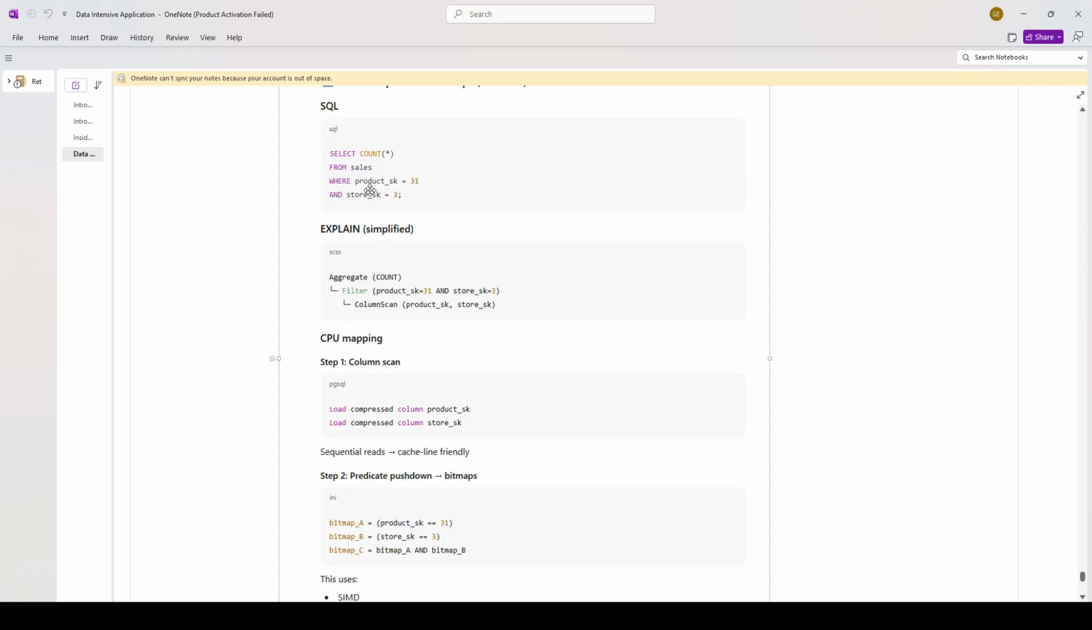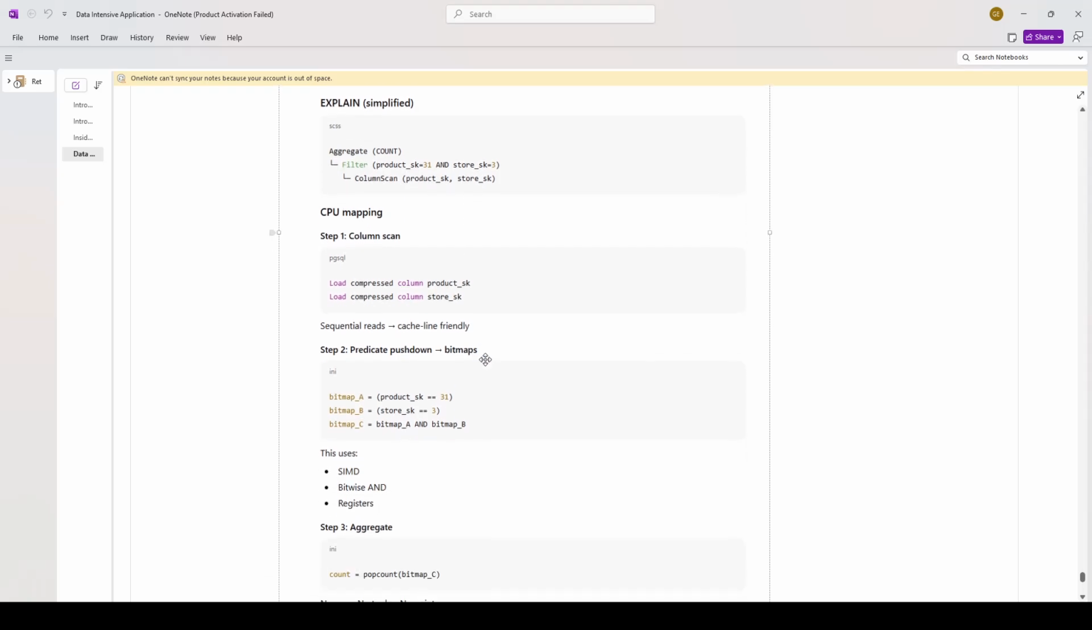So first here in SQL, since it's a declarative interface, it's an aggregate count, which means it filters first the product_sk = 31 and store_sk = 3. Then we do the column scan.